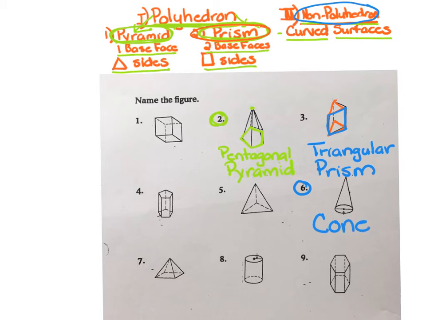Continue on and name the rest of the solids 1 through 9. When you're ready to check your work, restart the video, and then we'll go on to 10, 11, 12, and 13 together. For the moment, pause your video and name the remaining solids.